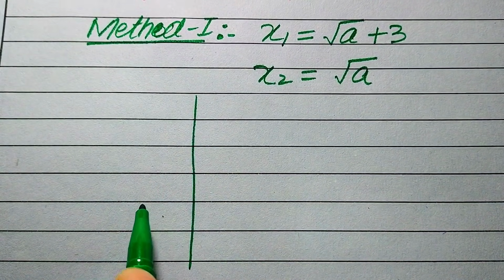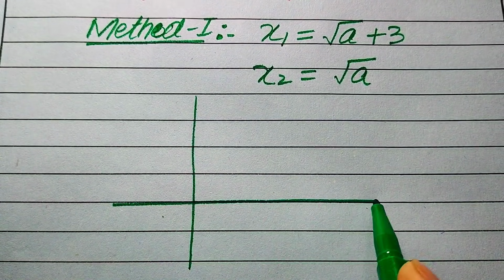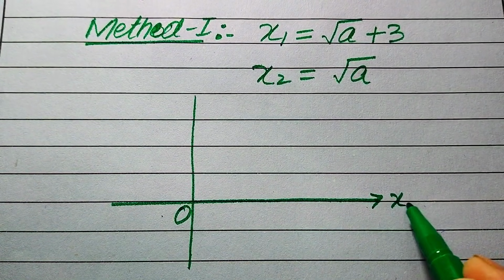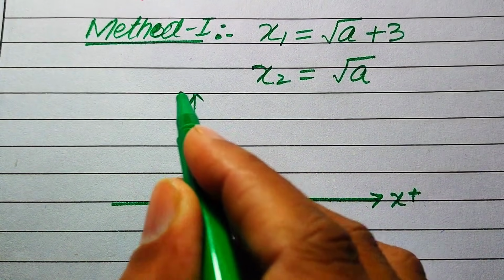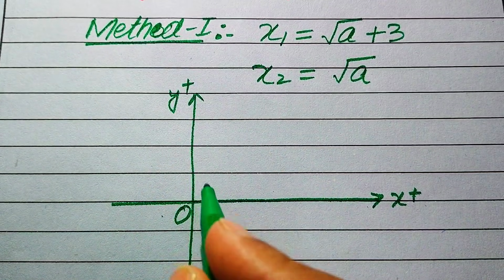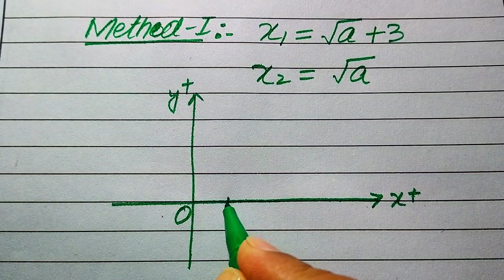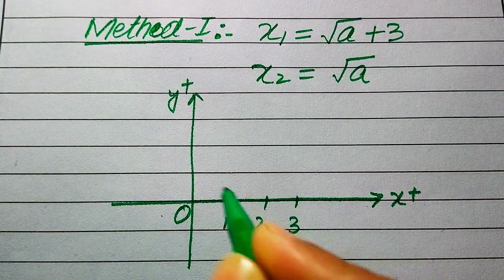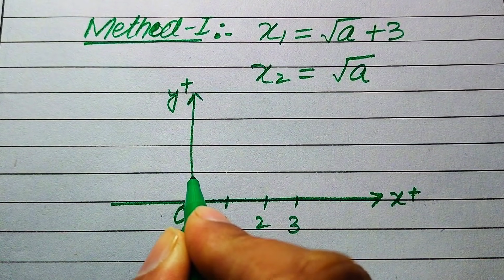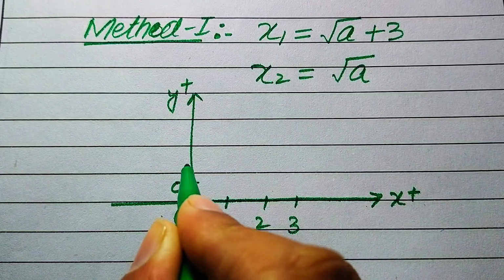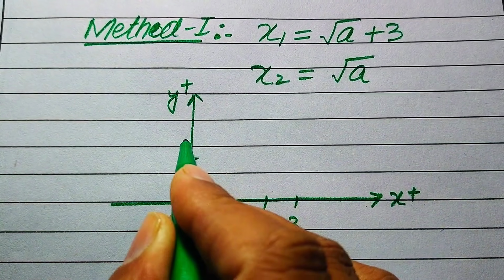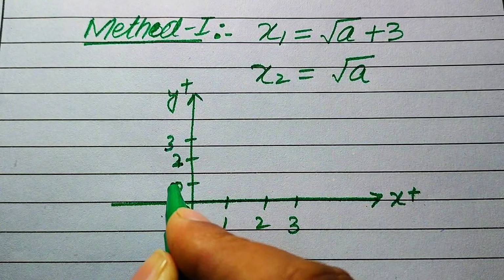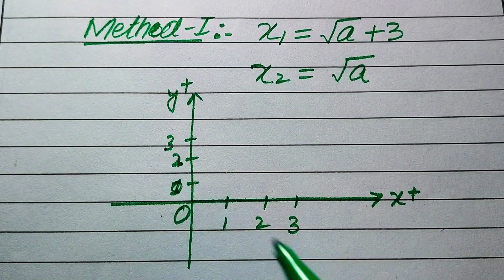When we draw the graphs of these two terms, you see our graphs will lie in this form. Here this is our origin, this is the positive x-axis, and this is the positive y-axis. This point is 1, this point is 2, 3, and so on in the same pattern.